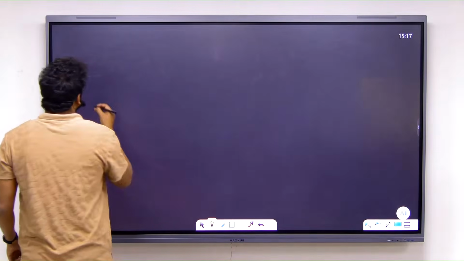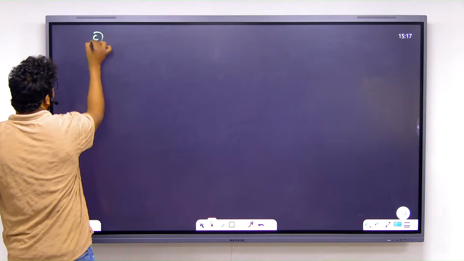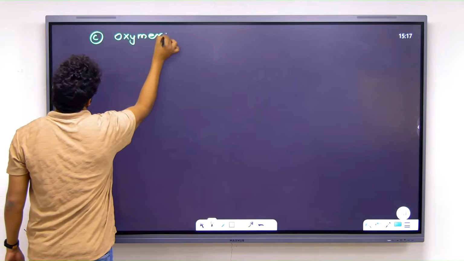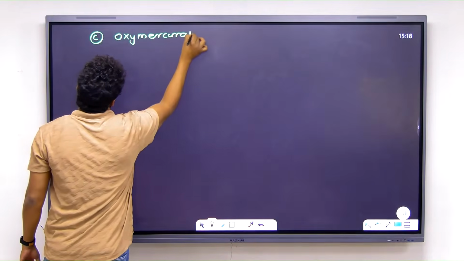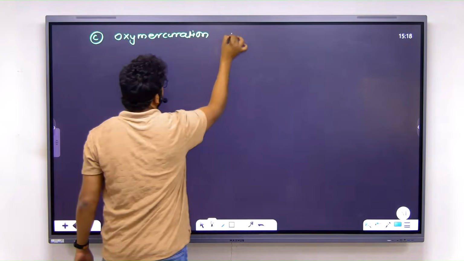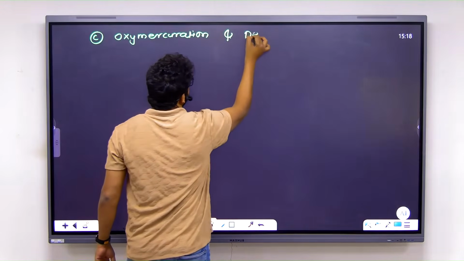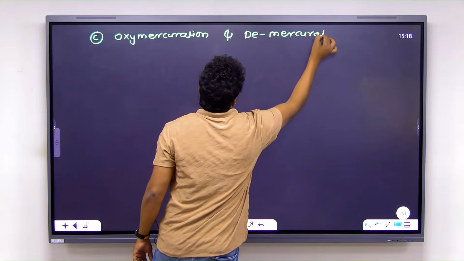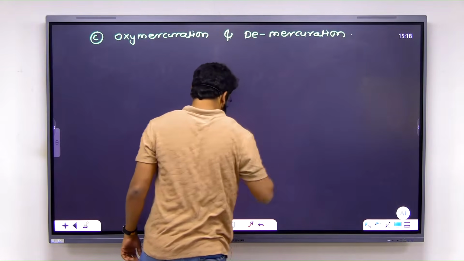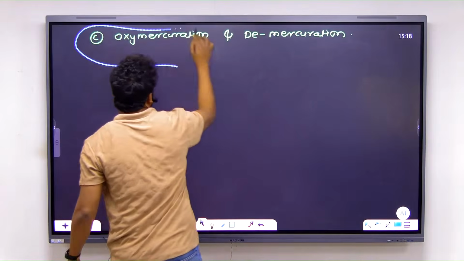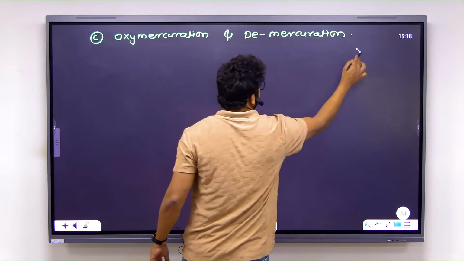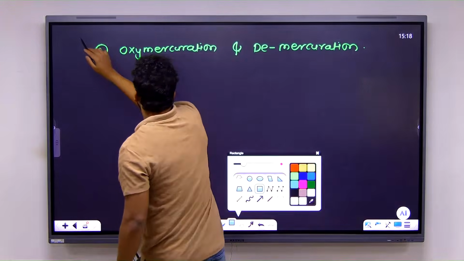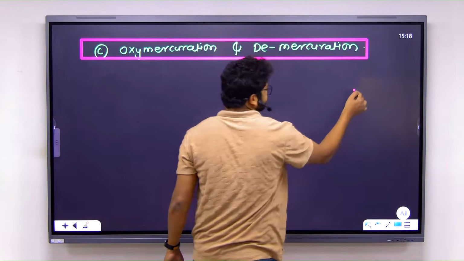The last methodology for this category is known as oxymercuration and demercuration.